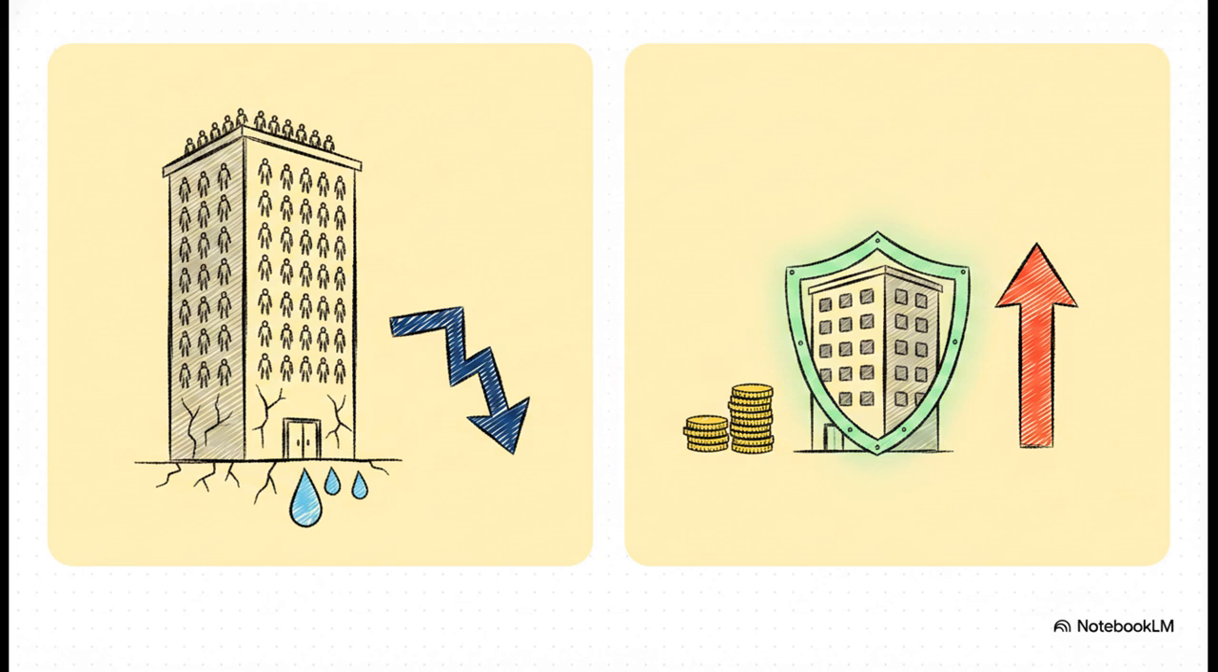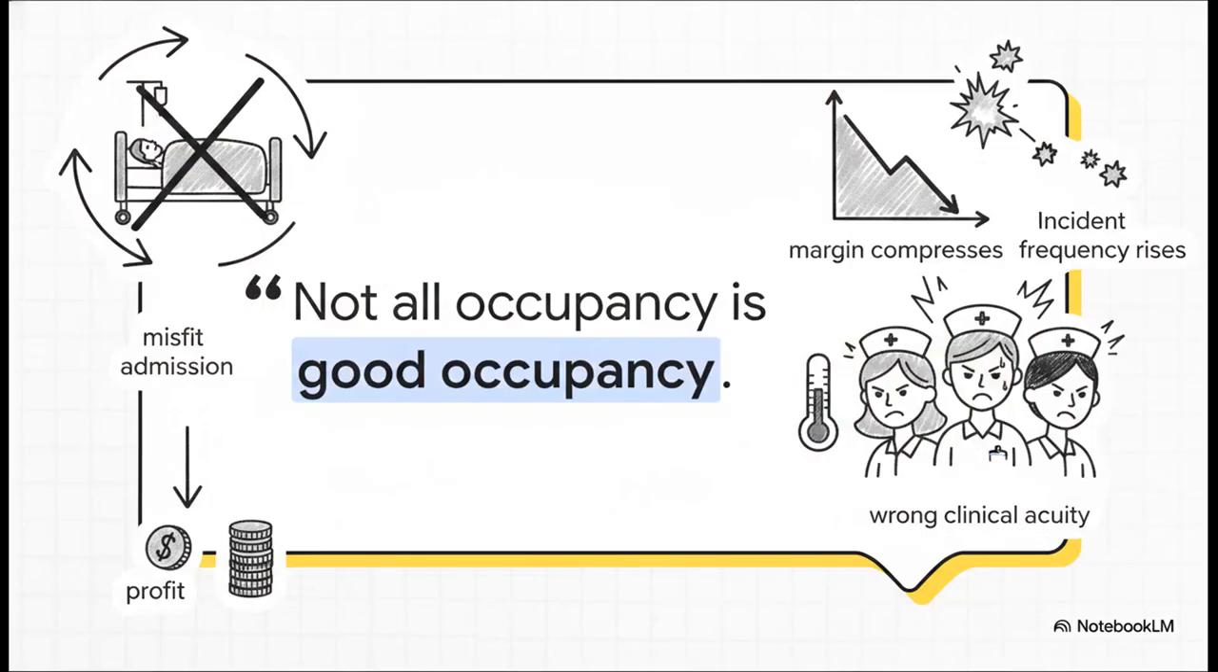Now compare that to Castle Rock on the right. Castle Rock has a lower headline census, but a much higher quality score. We're talking healthier margins and rock-solid retention. It just goes to show, high headline occupancy can totally mask clinical mismatches and serious staff burnout. And that brings us to this absolutely crucial realization. Not all occupancy is good occupancy.